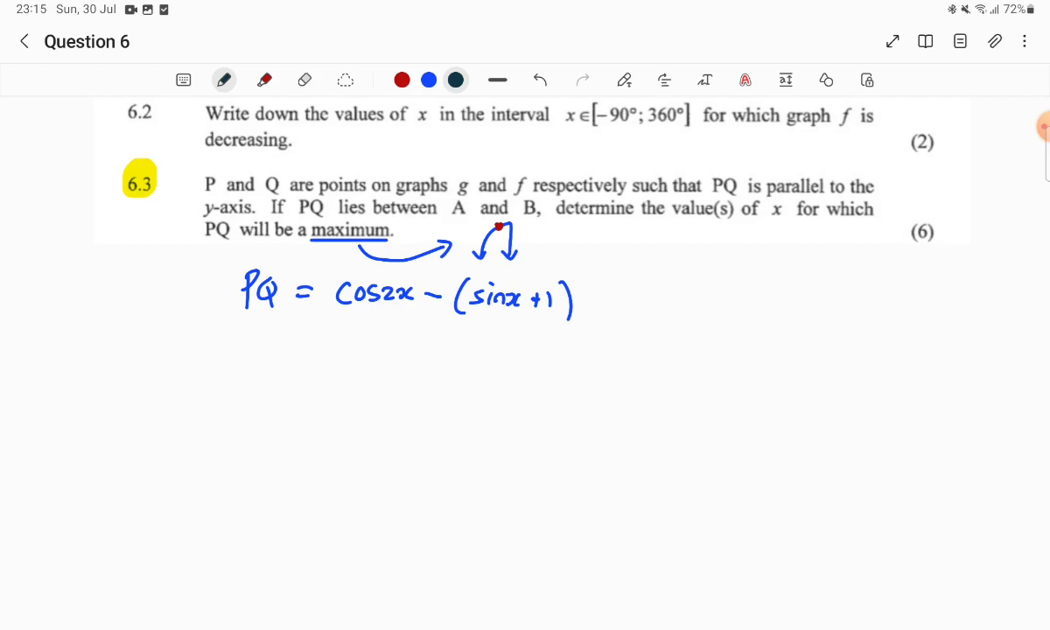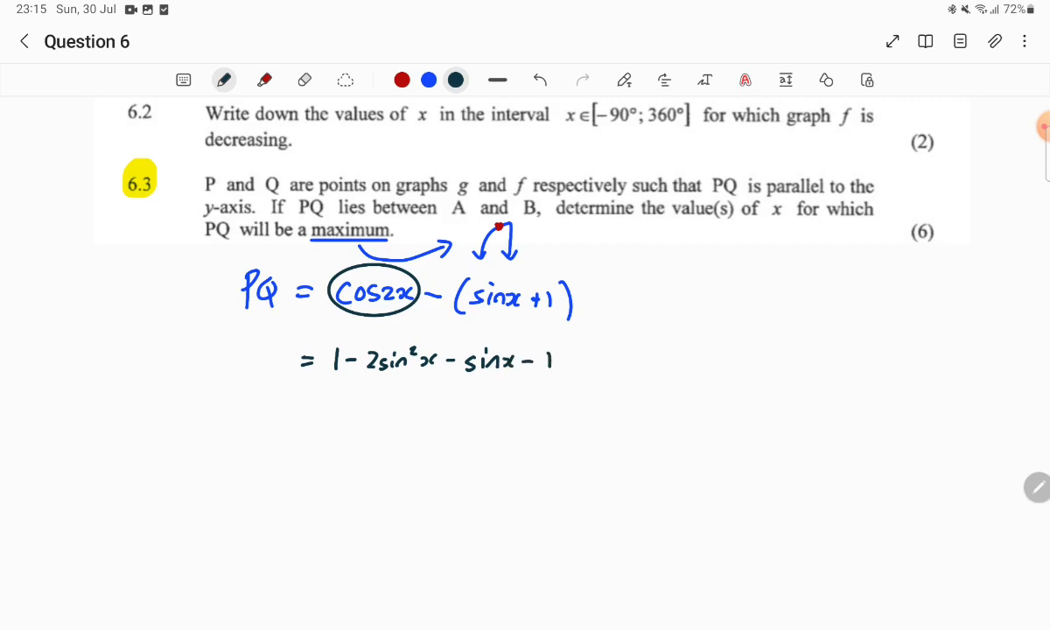So since we have cos 2x minus (2 sine x plus 1), we do not have any quadratic equation just yet, but we have a cos double angle identity which we can transform. And the goal is to transform this into the same trig function. Since we have sine here, we'll use the sine identity of cos 2x. So this would be 1 minus 2 sine squared x minus 2 sine x minus 1.